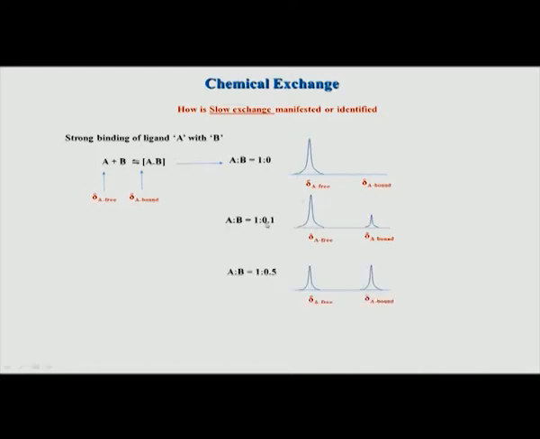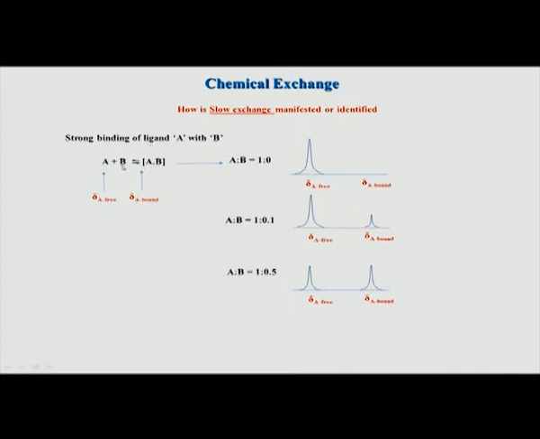Now, suppose I increase the concentration of B and I add a little more, then the population of this should go up and the population of this should come down. So, they may be equal. Why? Because suppose there is a tight binding, strong binding, this is what is written here.